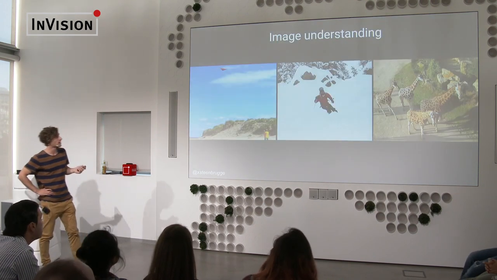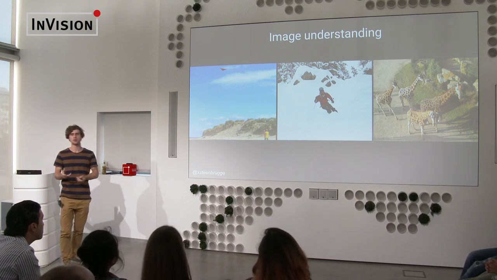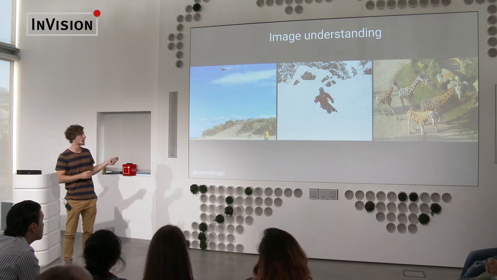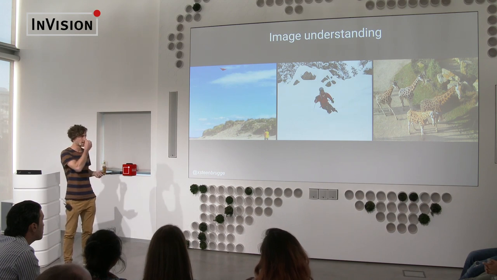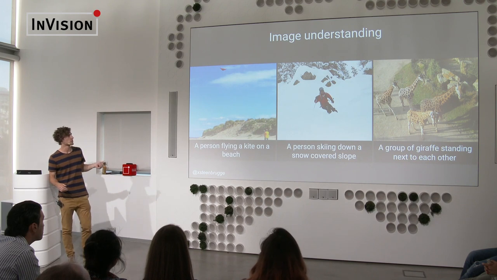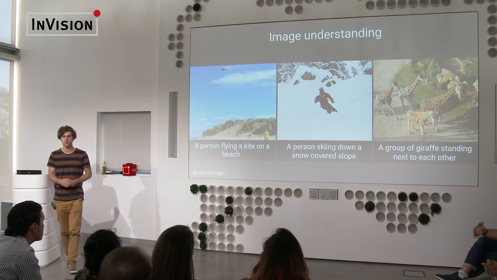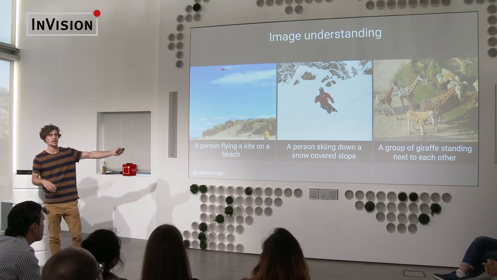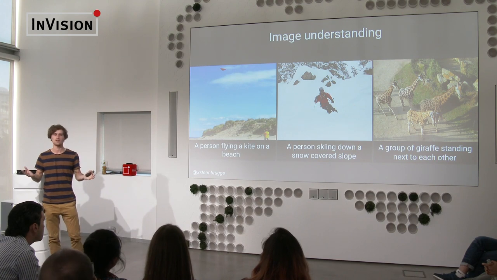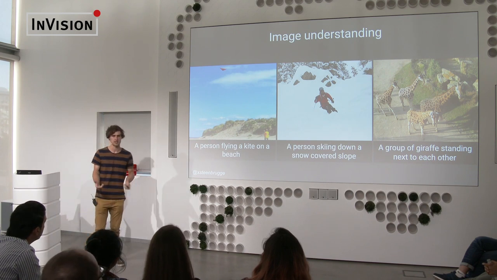Some other cases are image understanding. This is a data set where you give an image to a computer and you ask the computer to describe this image with a sentence. There was a really famous paper from 2015, and then they give it an image like this one, and the computer says, this is a person flying a kite on a beach, or this is a person skiing down a snow-covered slope. And then this hits the media, and people start writing articles where the title is AI learns how to understand the world. And then people get all crazy because this looks very impressive, right?